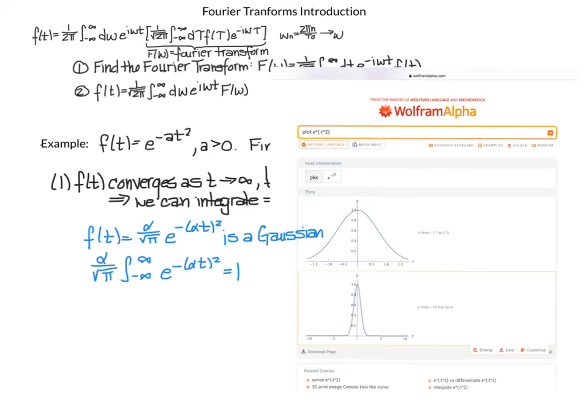The second thing I want to say, because we're going to use this when we do our integration, is that this function here is a Gaussian form.